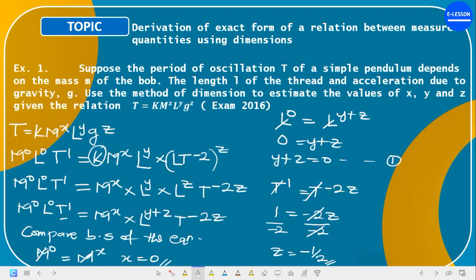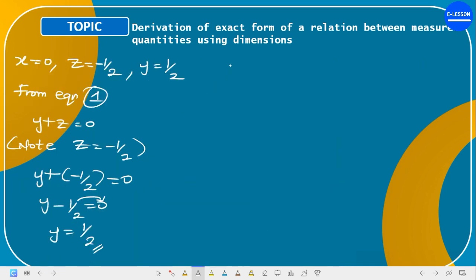Now note, initially, the relation was given as what? T is equal to k, m raised to the power of x, L raised to the power of y, and g raised to the power of what? z. So we come here and write. The relationship was given that t is equal to k, m to the power of x, then L to the power of y, and g to the power of z. So what we are going to do here is, in place of x, y, and z, we are now going to put their values.